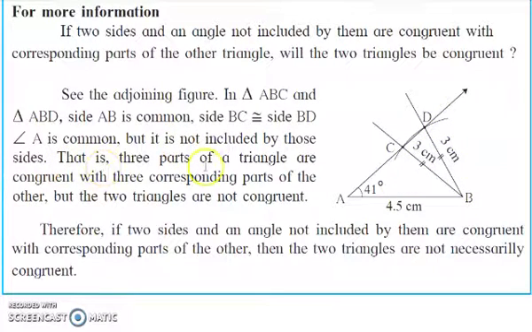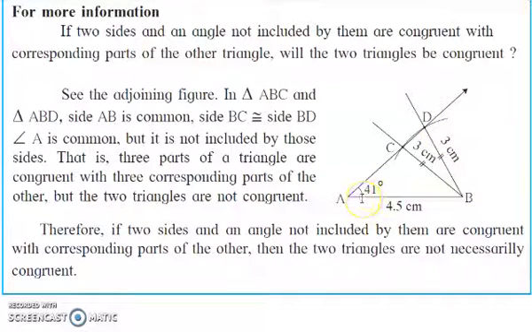That is, three parts of a triangle are congruent with three parts of the other triangle, but the two triangles are not congruent. The first triangle is included inside the second triangle, so it cannot be congruent. This triangle ABC is smaller than the triangle ABD. So how can it be congruent? Therefore, if two sides and an angle which is not included by them are congruent with corresponding parts of the other, then the two triangles are not necessarily congruent.